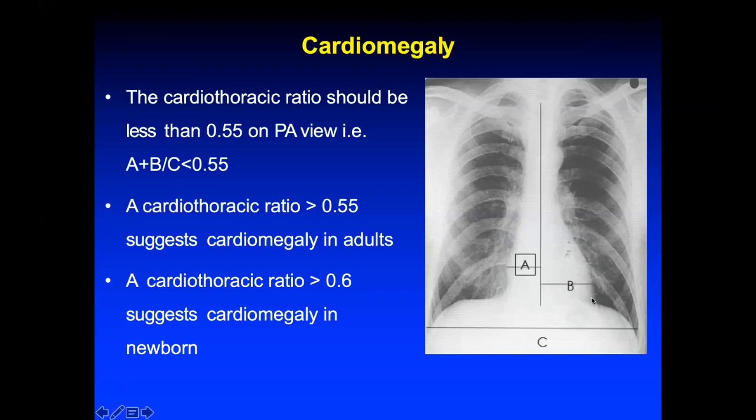On the left cardiac margin, the maximum prominence is here. From here, you draw a perpendicular to the central line. So that A plus B would be the maximum cardiac diameter. That is the transverse diameter of the cardiac X-ray.